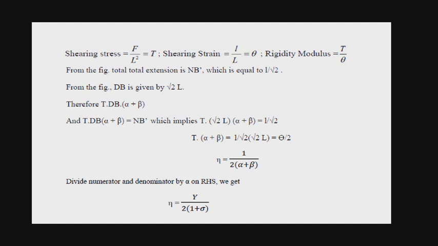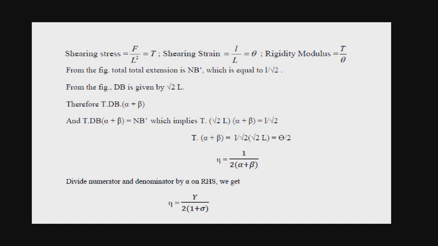From the figure, total extension is NB dash, which is equal to L by root 2. We already derived in the previous derivation, and from the figure dB is root 2 L. Therefore, T into dB into alpha plus beta is equal to NB dash, which implies T into, instead of dB, substitute root 2 L, into alpha plus beta, which is equal to L by root 2.